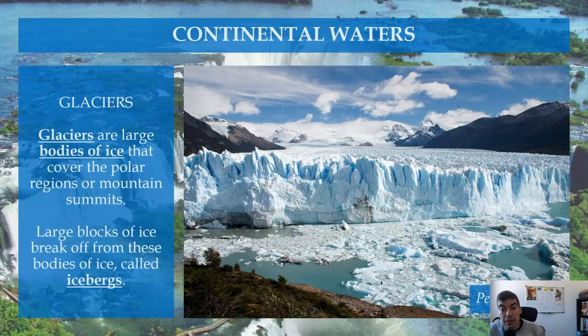Right, well, it's okay. And finally we have glaciers. Glaciers are large bodies of ice that cover both the polar regions and the mountain summits.